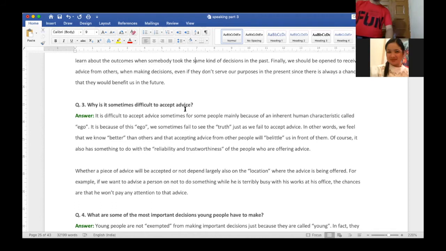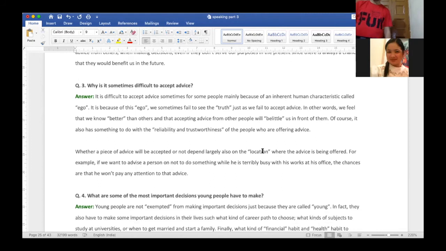Of course, it has something to do with trust too, because the person who is offering us advice should be trustworthy. It depends on where a person is situated. That matters too. If a person is very busy with his work at his office, the chances are that he won't pay any attention to advice. If someone is suffering from some disease, it's hard for him to accept advice from others.